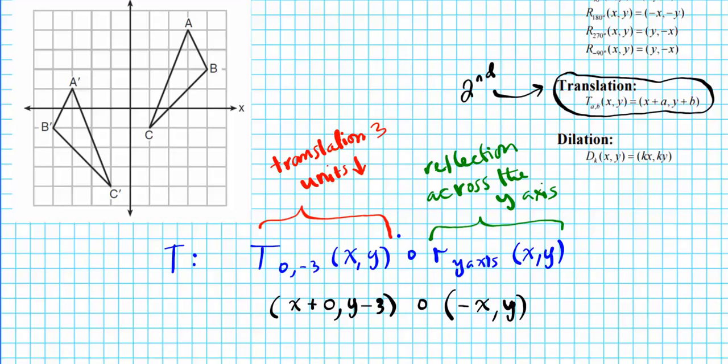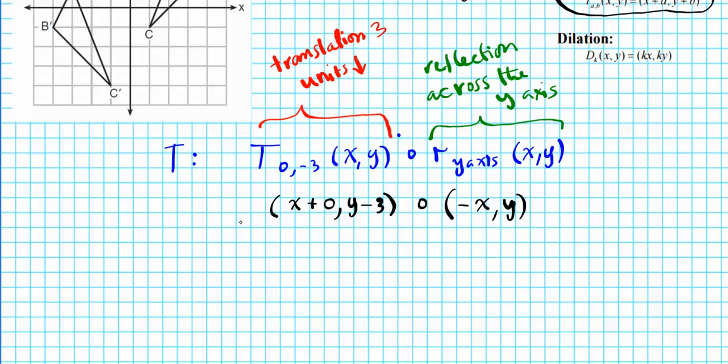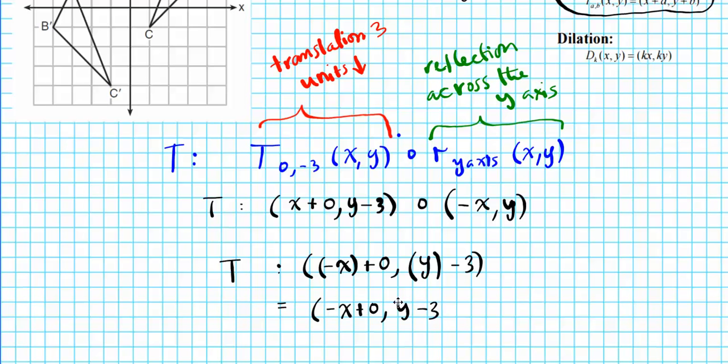Now, if you compose these two transformations together, starting from x, you do negation of x, and then you add 0, that's for the x coordinate. The y remains unchanged, and then you subtract 3, okay? So this is our transformation right here. In simplified form, you're going to have negative x plus 0, comma, y minus 3.